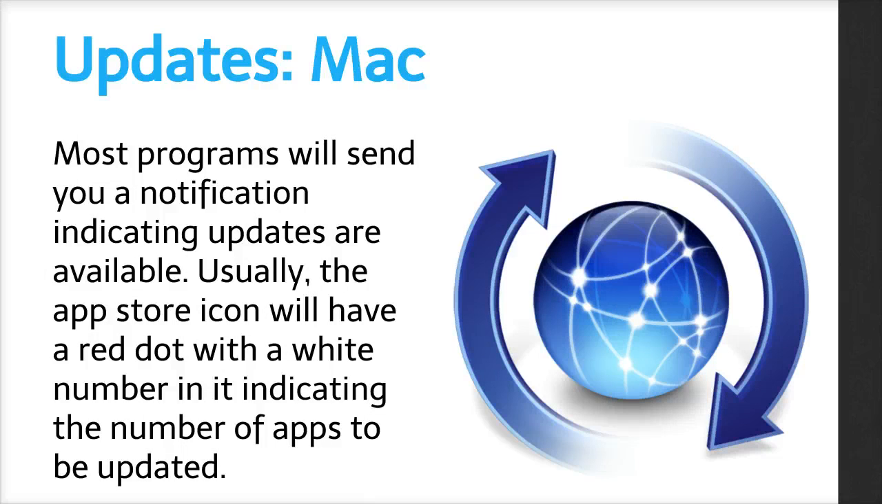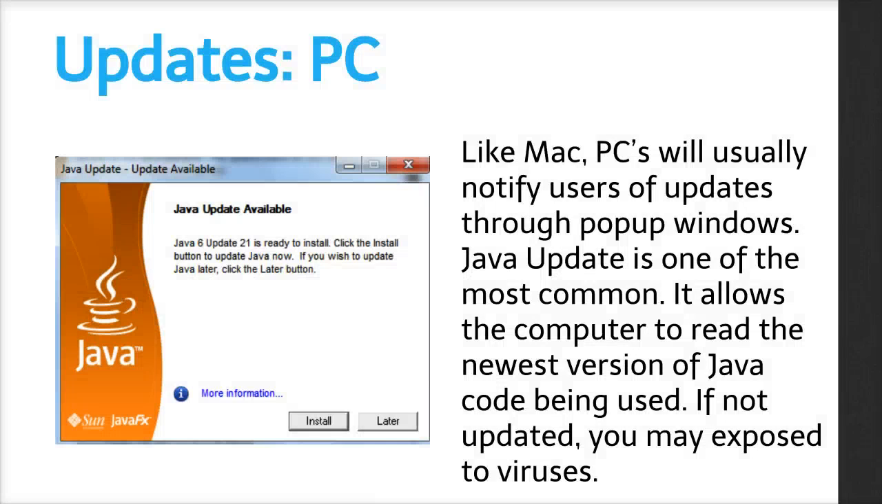Macs and PCs differ slightly in their updates. With a Mac, the easiest way to tell whether or not there are any updates is to look at the App Store icon. If there's a little red dot with a white number in it, then you've got at least one update available. So click the icon and choose the Updates category and follow the on-screen directions. They've made it really easy. With a PC, you'll usually receive a pop-up window requesting a specific update. One of the most common is Java Update. Make sure you update your Java regularly so you don't get a bunch of viruses or malware on your computer.